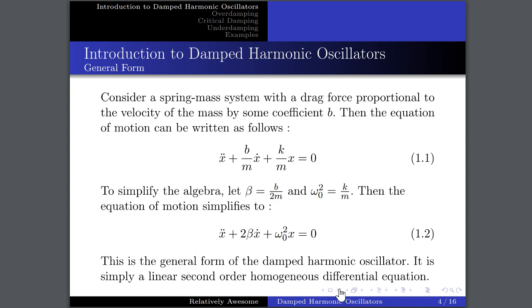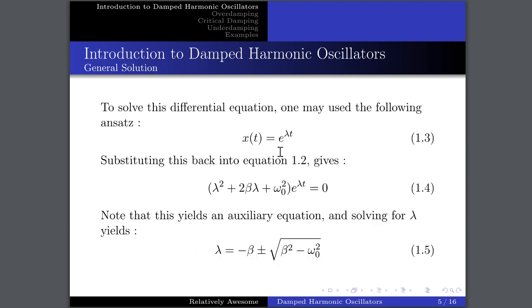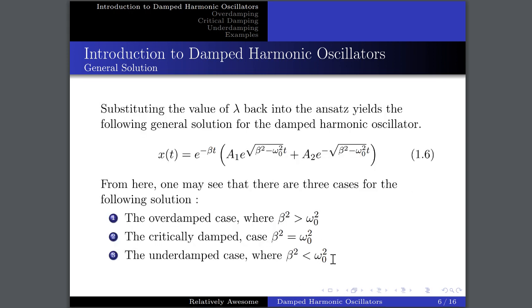To solve this, one can apply the following ansatz, and substituting this back into the second-order differential equation, we obtain the following equation, which is an auxiliary equation. And to solve for lambda, one can use the quadratic equation. Substituting the value for lambda back into the ansatz yields the following general solution for the damped harmonic oscillator. From here, one may see that there are three cases for this solution.